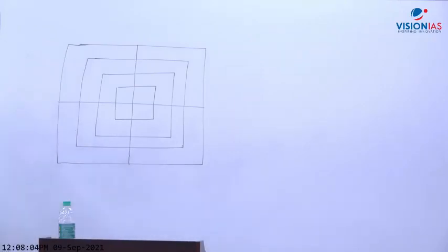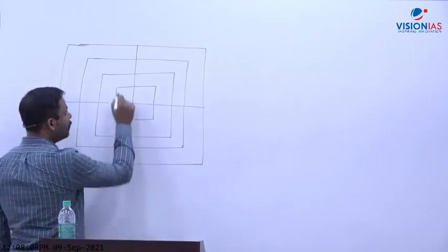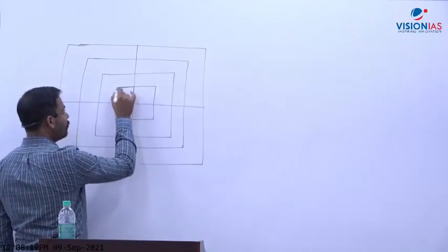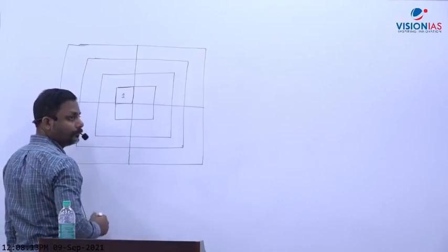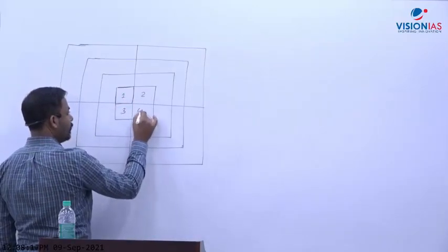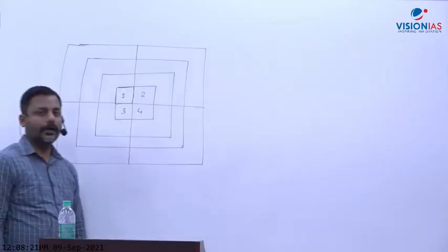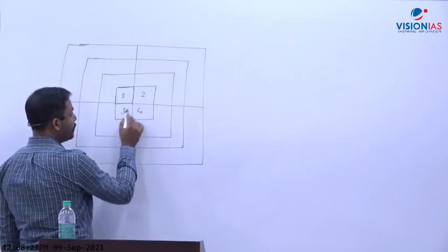Okay. So let's count the squares now. See, is this a square? Smaller part? If it is a square, then this will be also a square, this is also a square, and this is also a square. So, how many small squares are there in this figure?